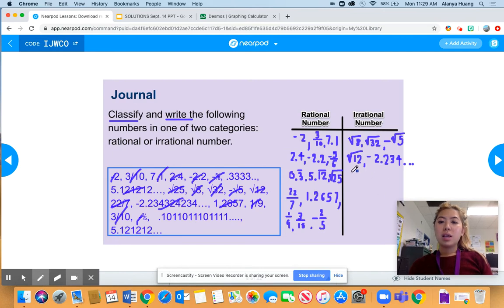0.1011011. So the 1 and the 0 are repeating, but there's not a pattern of the repeating numbers. So it's actually going to be irrational. Then we have 5.121212. And since there's the pattern of the repeating 1, 2, that's going to be a rational number.